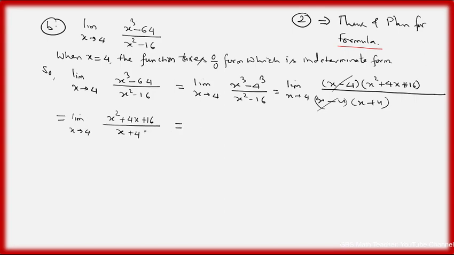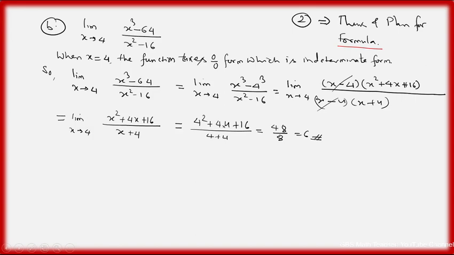Now we have to apply the limit, dear student. 4 square plus 4 times 4 plus 16 over 4 plus 4. 16, 16, 16, 48, 48 by 4 plus 4, 8, equals 6. Answer.